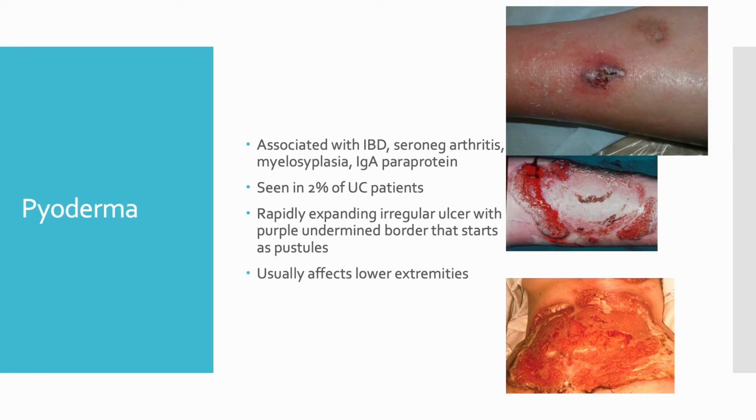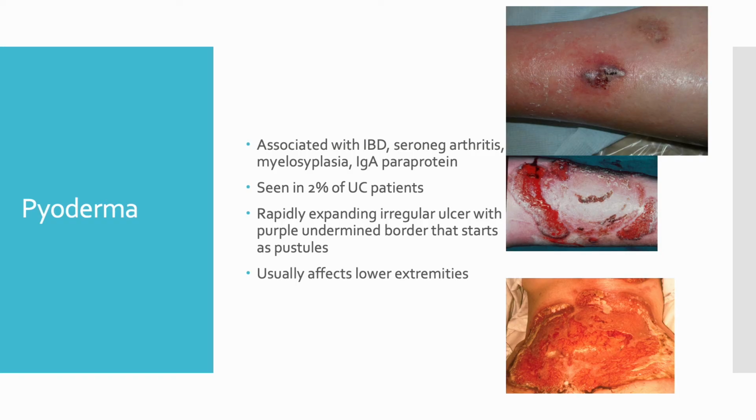Pyoderma gangrenosum is an ulcerating condition which is often associated with inflammatory bowel disease and occurs in up to 2% of patients with ulcerative colitis, but it can occur without any obvious underlying associated pathology, but it will occur in the setting of seronegative arthritis, myelodysplasia and leukemia, and particularly IgA paraproteins. So inflammatory bowel disease is the best recognised and most common underlying condition, but not the only one.